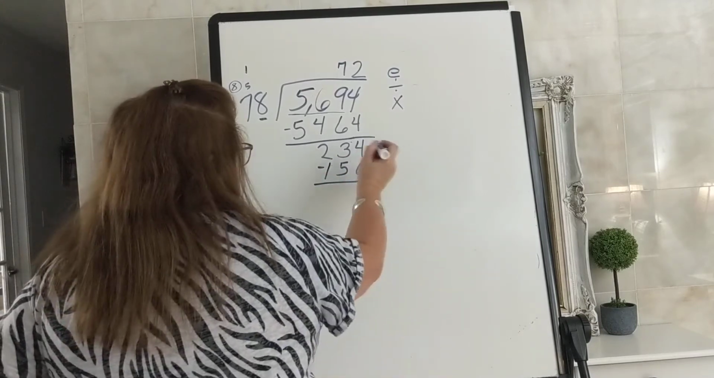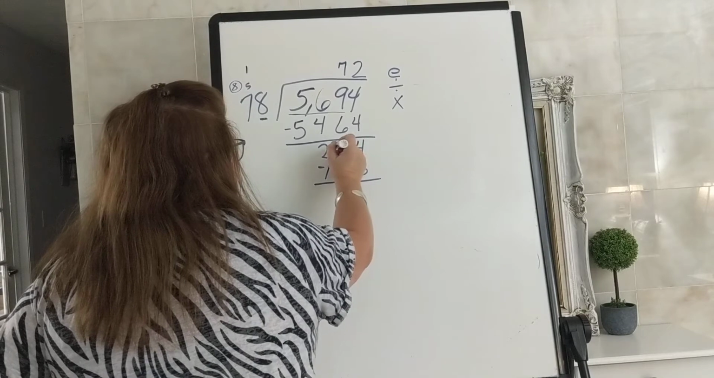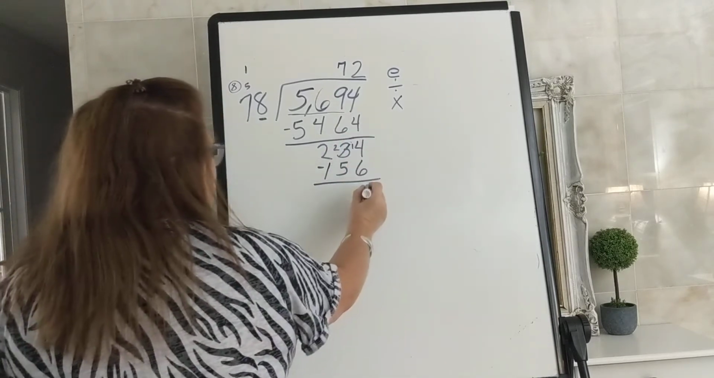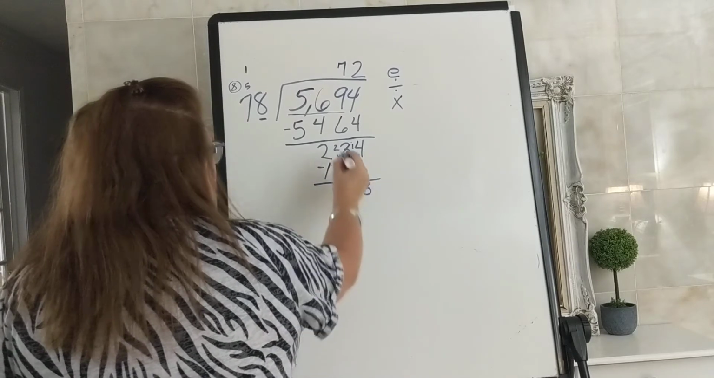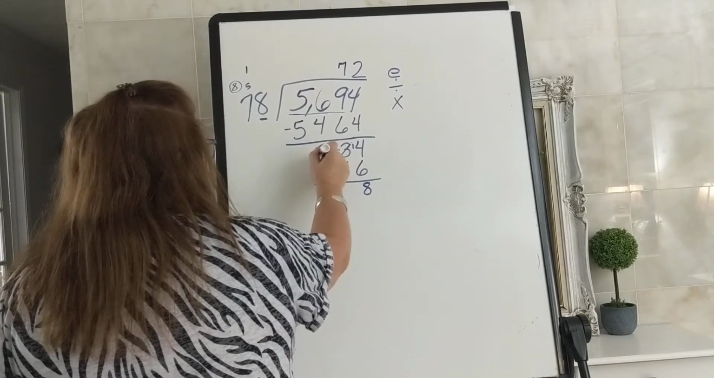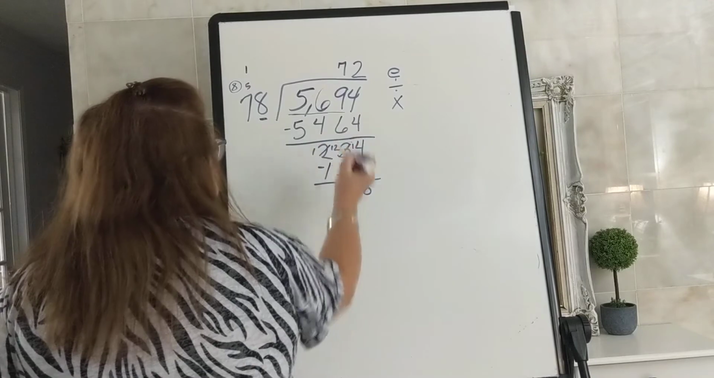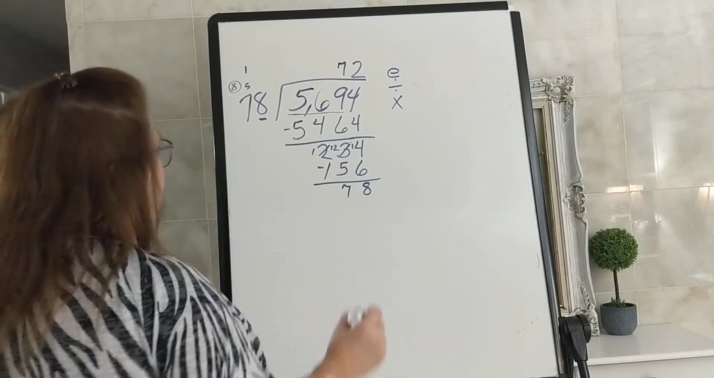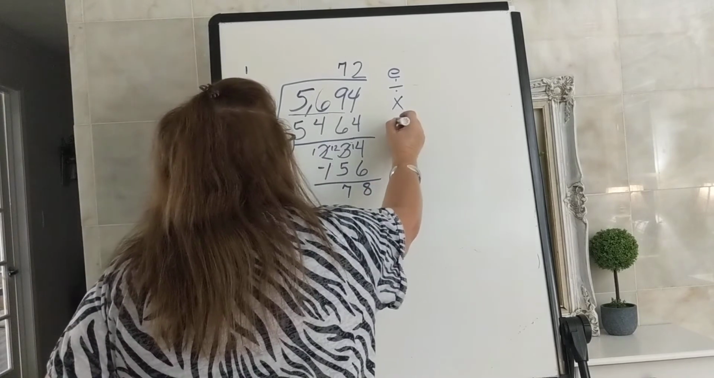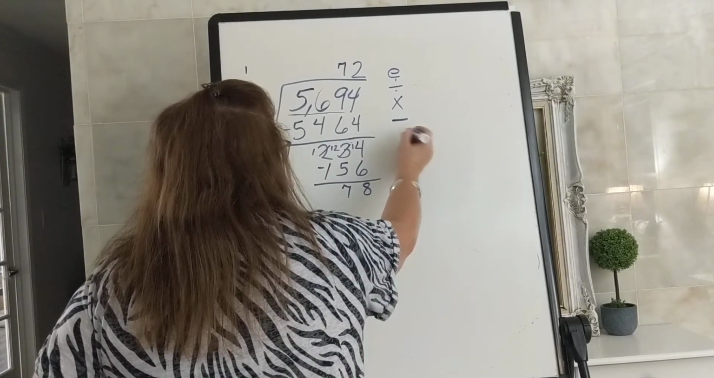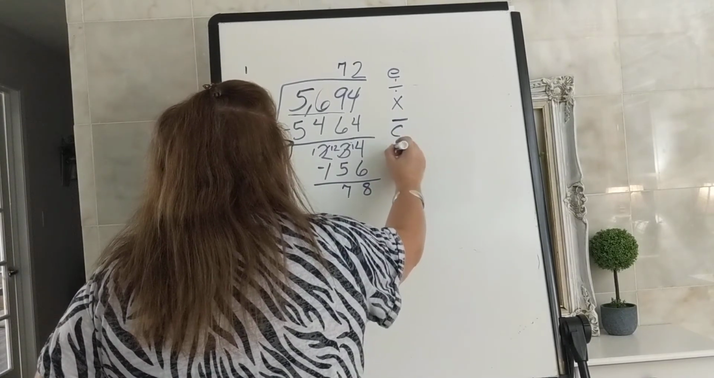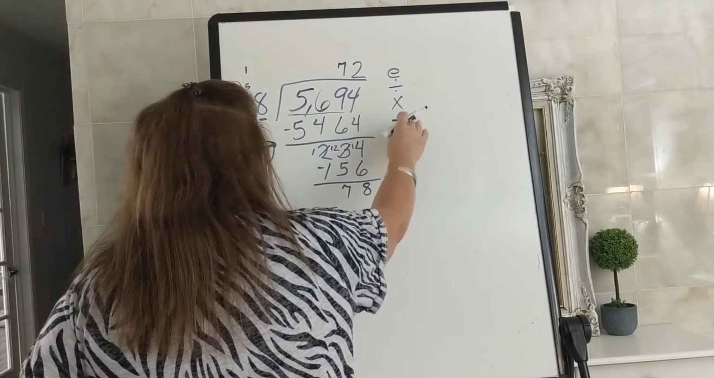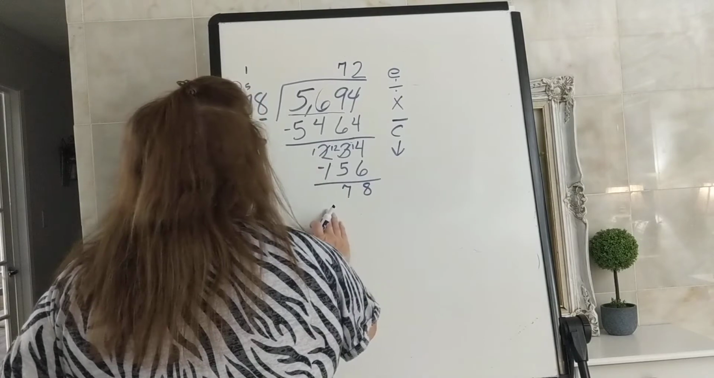Let me see, we have to go next door and borrow from our 3, make it a 2, put a 1 in front of our 4. So now we have 14 minus 6 is 8. We can't say 2 minus 5, go next door and borrow from the 2, make it a 1. So now we have 12 minus 5 is 7. So we have multiplied, we've subtracted, we have compared, and we brought down. So here, we did it again, we multiplied, subtracted, but we have to compare.